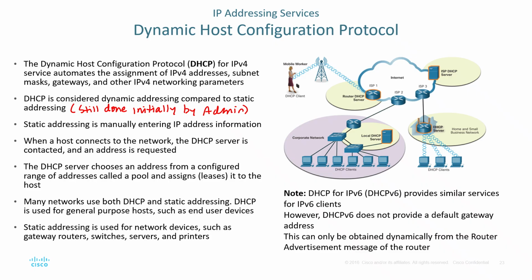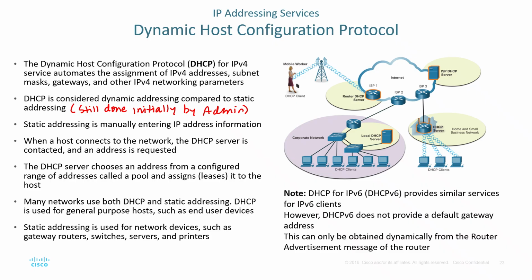So when a host within DHCP connects to the network, the DHCP server is contacted and an address is requested. The server chooses an address from a configured range of addresses called a pool and assigns it a lease time. So that lease time would be something that we would do within our parameters of the pool.